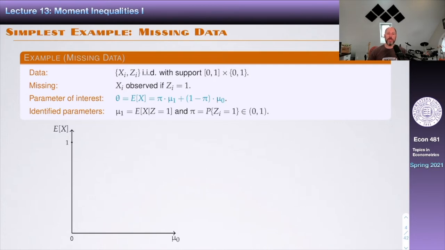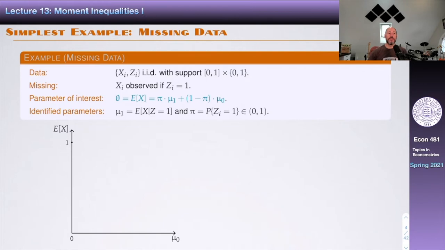I just want to get started with the notation so that we're all on the same page. I'm going to start with the missing data example that I'm sure Chuck talked about. You have data X, Z, IID, where the support of X is between 0 and 1, it's just bounded, and Z is binary. The main thing is that X is observed only if Z is equal to 1. When Z is equal to 0, say somebody did not respond to the question, you have a missing observation for X. The parameter of interest is just the mean of X, which we're going to call theta. By the law of iterated expectations, this is pi, the probability that Z is equal to 1, times mu 1, the expected value of X conditional on Z equals 1, plus 1 minus pi times mu 0, the expected value of X given that Z is equal to 0.